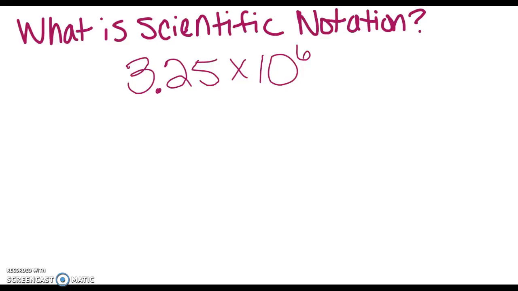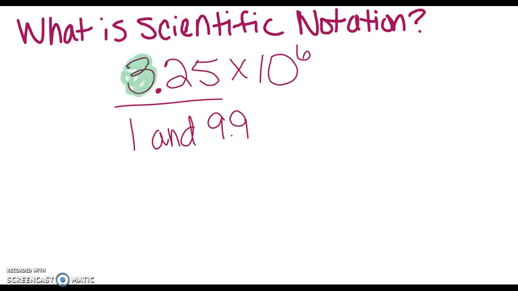So the rule is that the first number has to be a number that is between 1 and less than 10. So like I'm just going to say 9.9. I always just think of it as there's one digit to the left of the decimal point. So 1 point something all the way up to 9 point something. Then it's multiplied by 10 to some power.